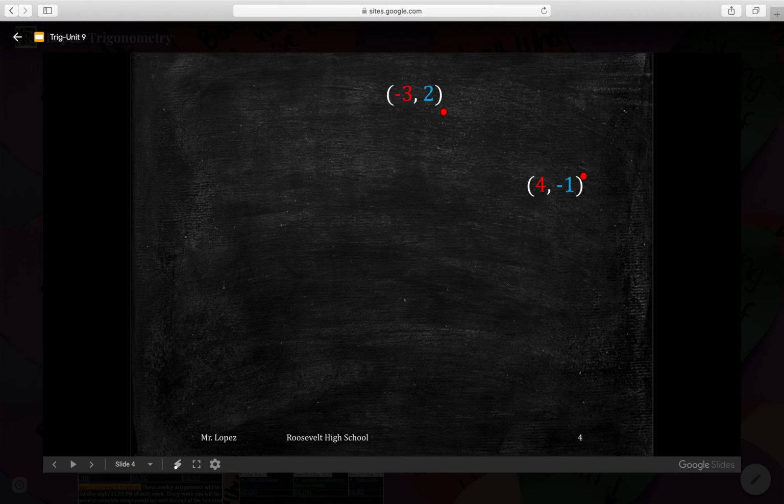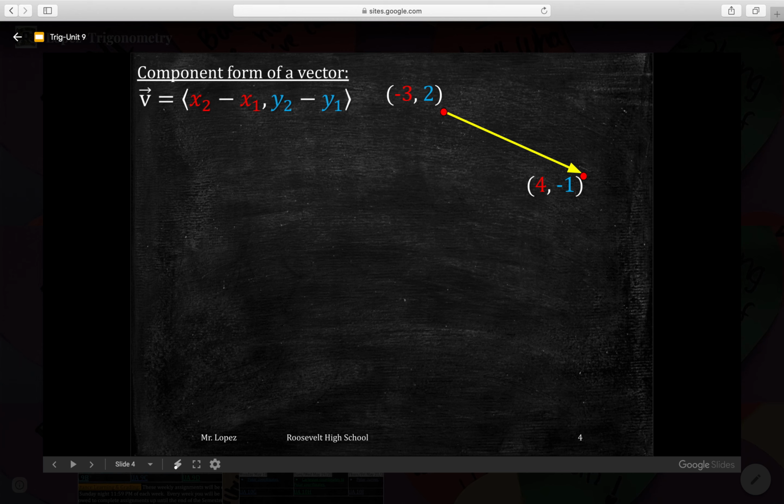Here's another vector. The initial point is negative 3, 2, and then the terminal point will be 4, negative 1. We want to find the component form of the vector, the linear combination form of the vector, and the actual length of the vector. Basically we do it just the same as we did the other one. x2 would be 4, so really it's going to be 4 minus negative 3, which will be 7. And then you have negative 1 minus 2, which is negative 3. So it's 7, negative 3, the component form of this vector.